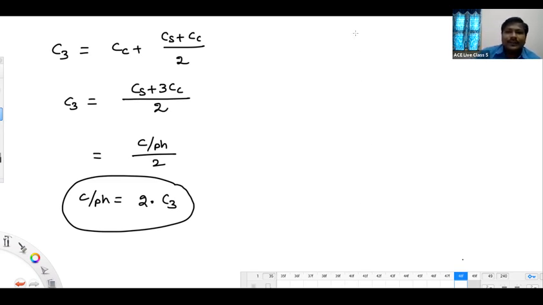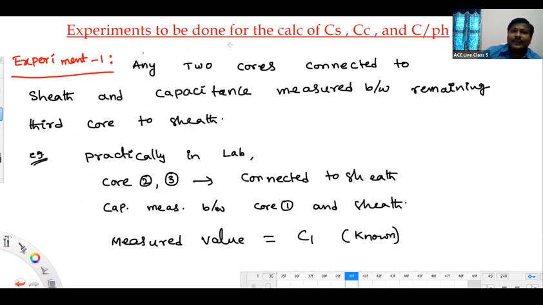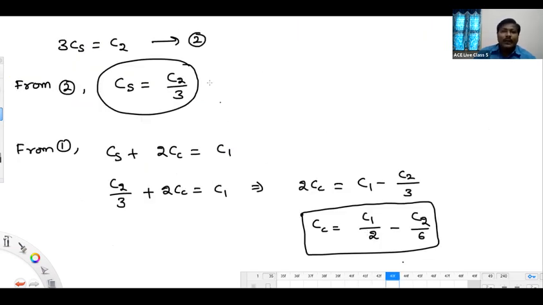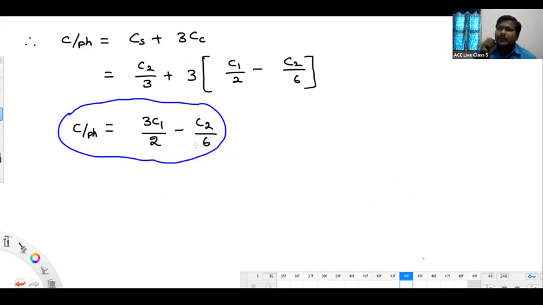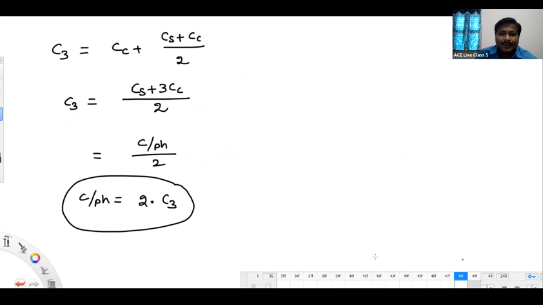So let's write. Actually, the aim we stated at the beginning is the calculation of CS, CC, and C per phase. By the end of the second experiment, we got both the values of CS and CC, as well as C per phase. Then why are we doing the third experiment unnecessarily? Anybody please tell me, what's the purpose of the third experiment?